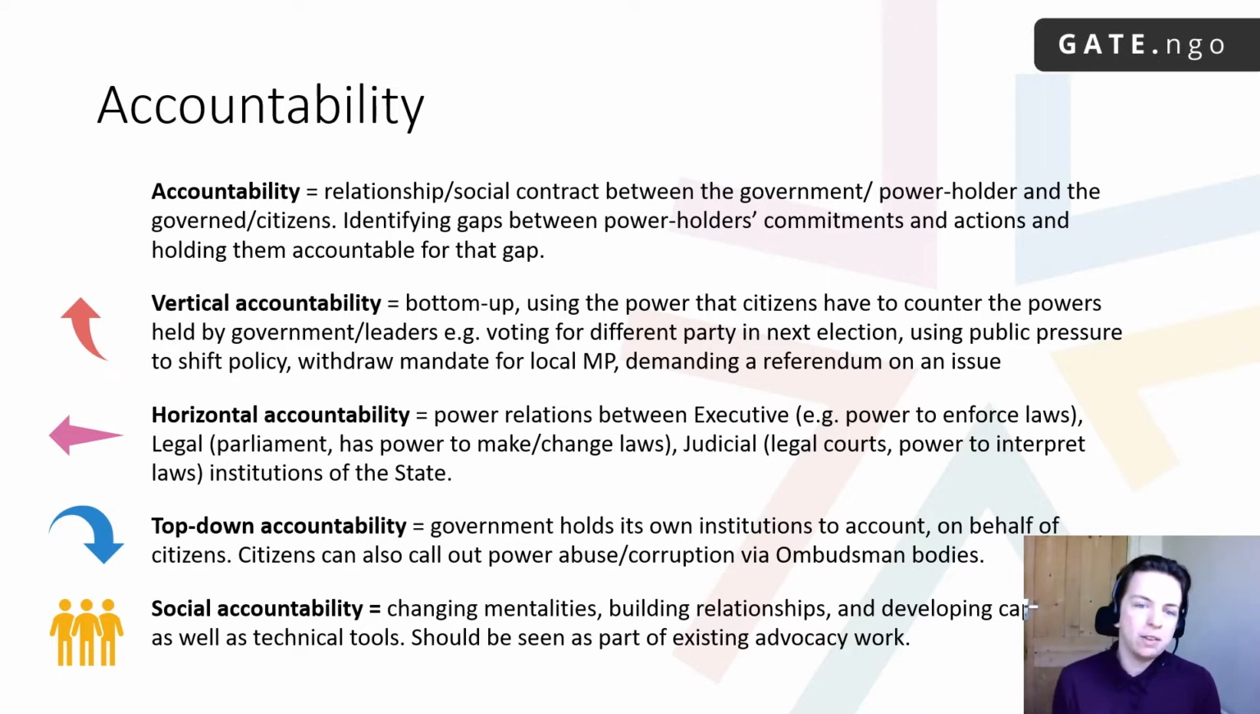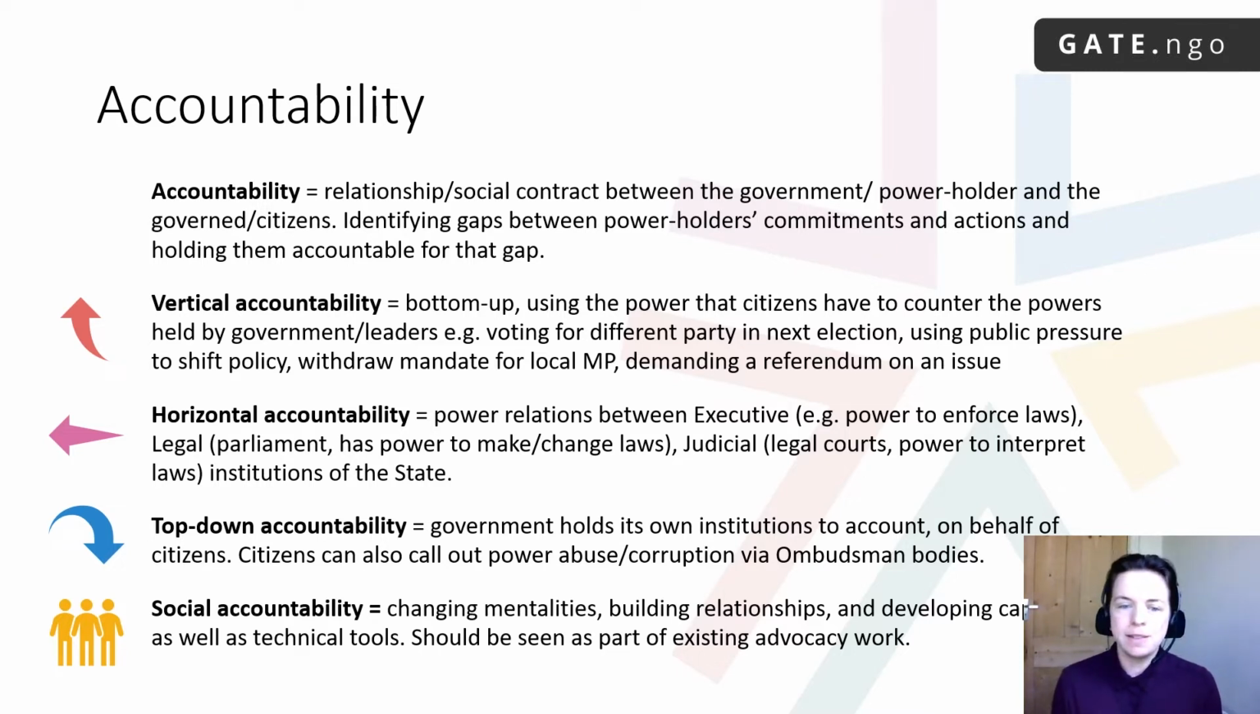Horizontal accountability is more about the power relations between different bodies within the government. So that's the executive, the power to enforce the laws, the legal through Parliament, and the judicial, so through the legal courts, or those who have the power to interpret laws.